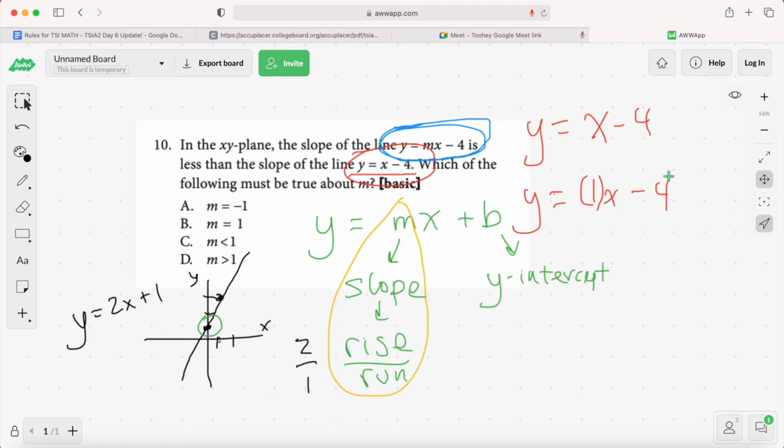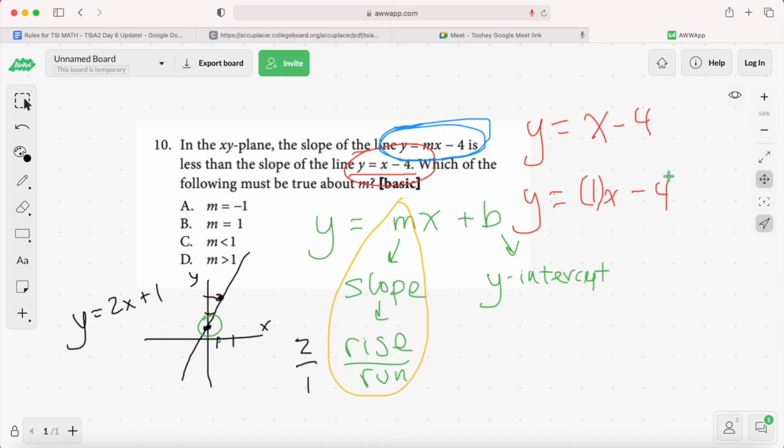They're not saying what's the slope of the second line. They're asking about the slope of the first line. Okay. Does that make sense? I'd say probably C. It's C.